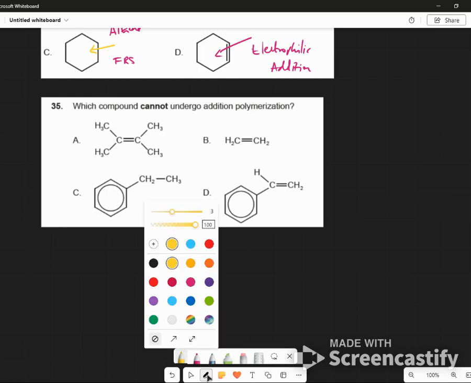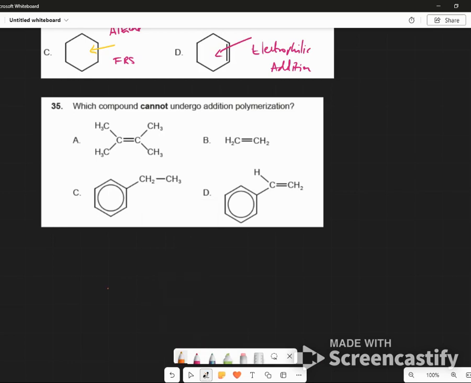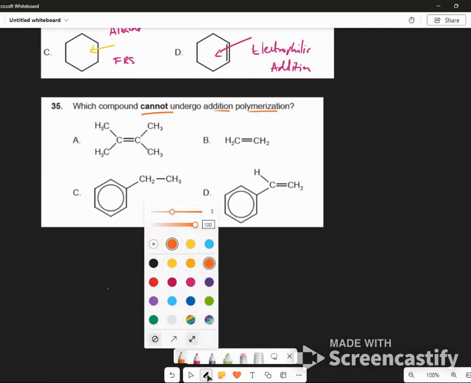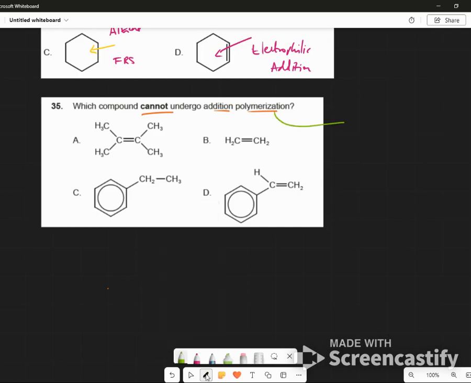Let's have a go. Okay, electrophilic addition. We'll do that very soon. We've got 4 more questions to do, and then I'll definitely have a look at electrophilic addition. All right, now which one cannot undergo addition polymerization? There's a thing that we have to know here. Addition polymerization requires a carbon-carbon double bond. So the answer must be C. Piece of cake. Okay, well done.